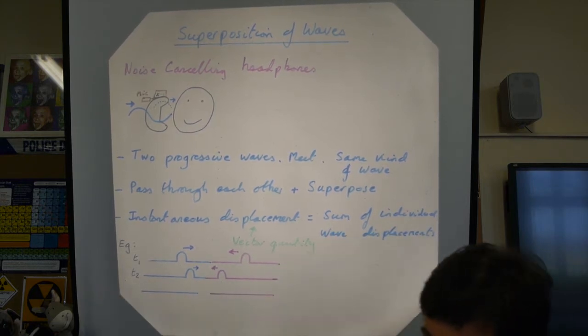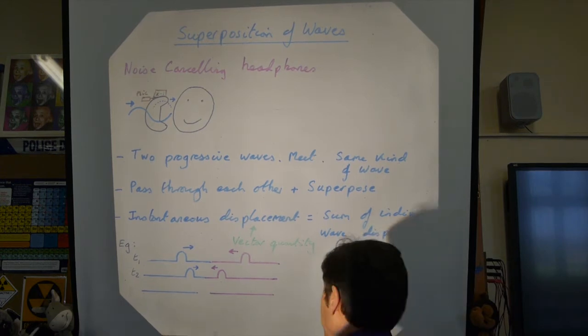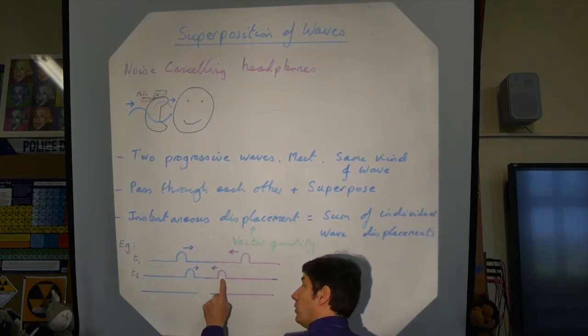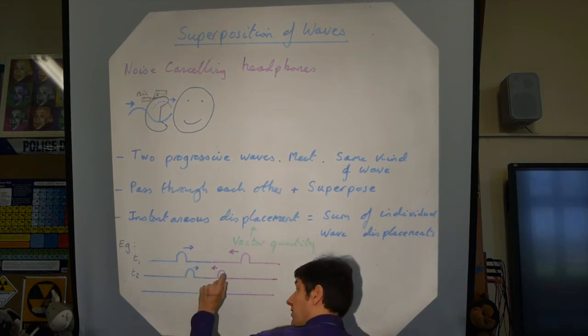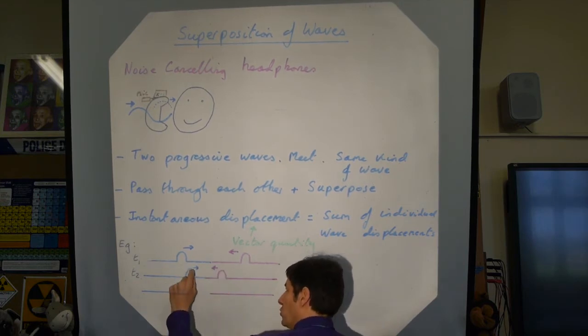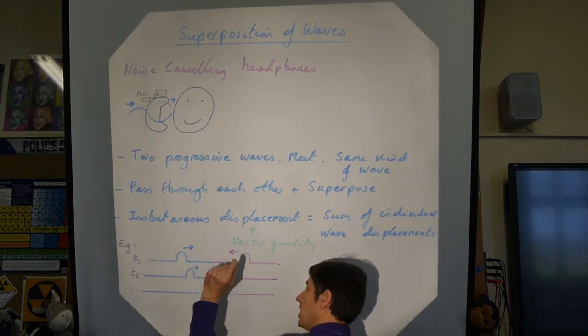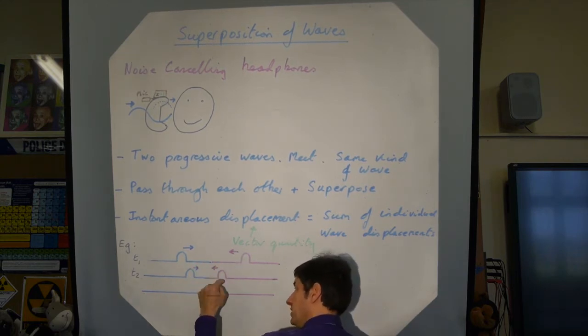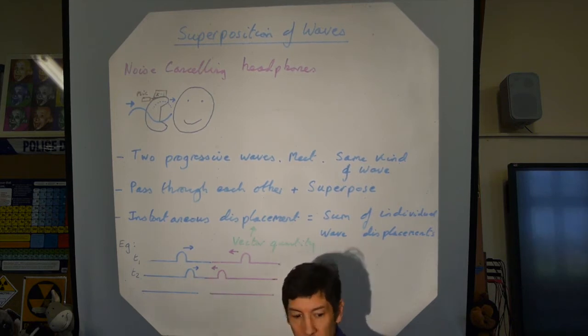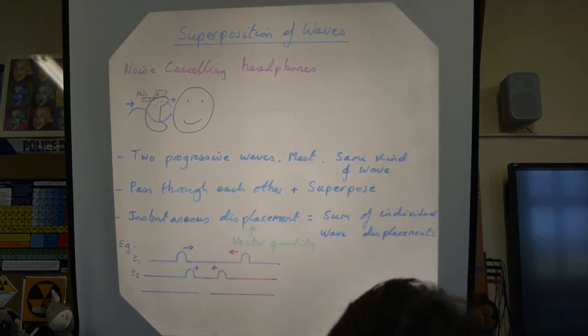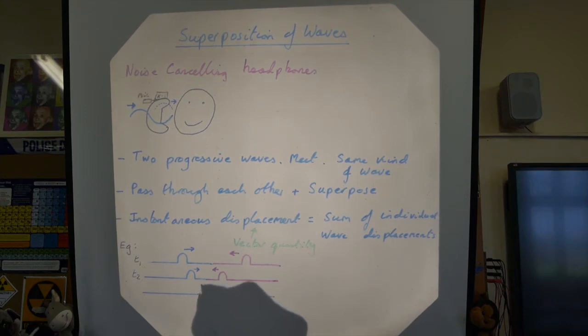But I hope what you realise is that what you get here is going to be the sum of that one and that one. This is a displacement. Should we call it 1 centimetre? Should be in metres. This is a displacement. And so we've got 1 centimetre displacement plus, not minus in this case, because it's not negative, plus another centimetre. So we're going to get a bigger displacement. So we'll get a taller peak.